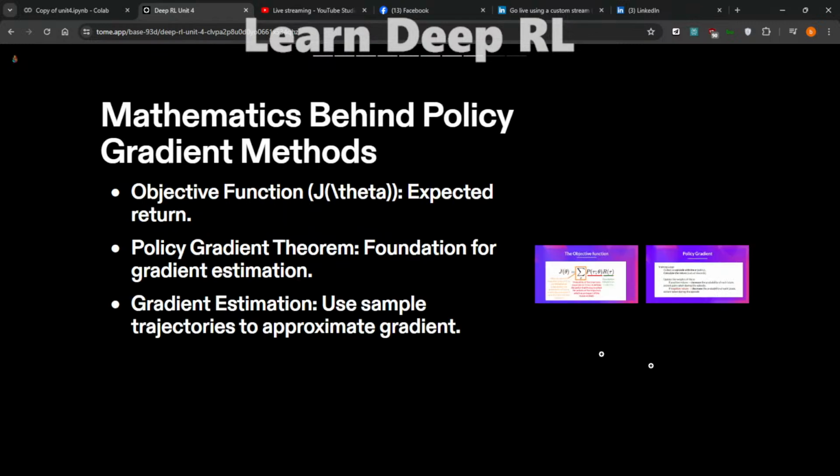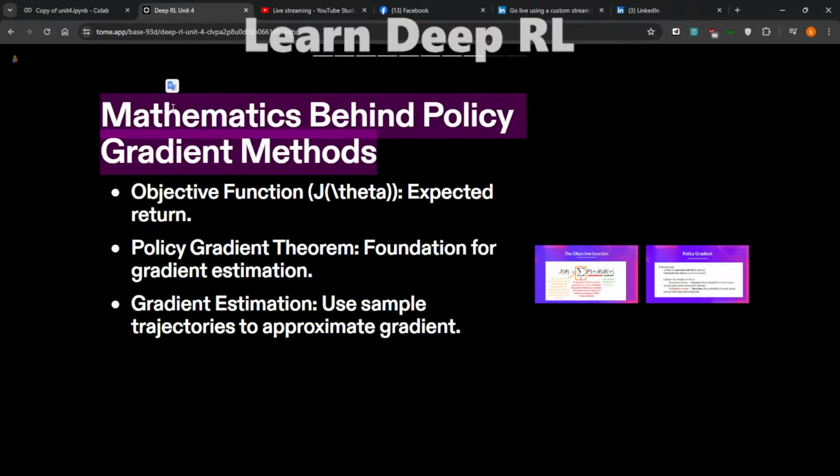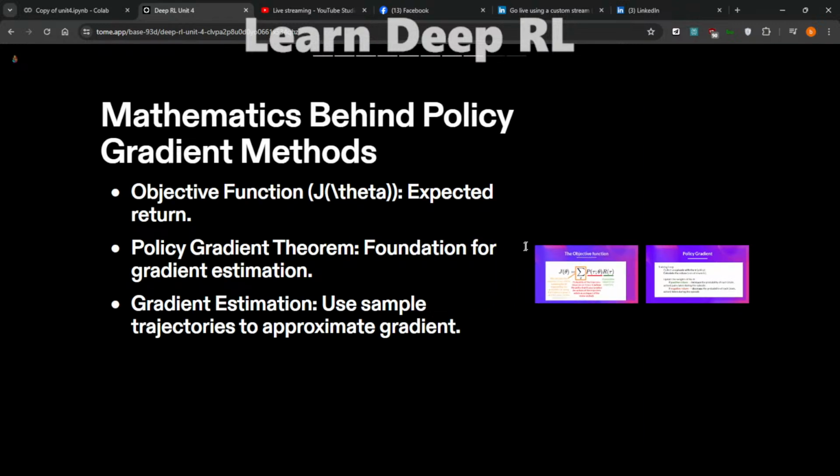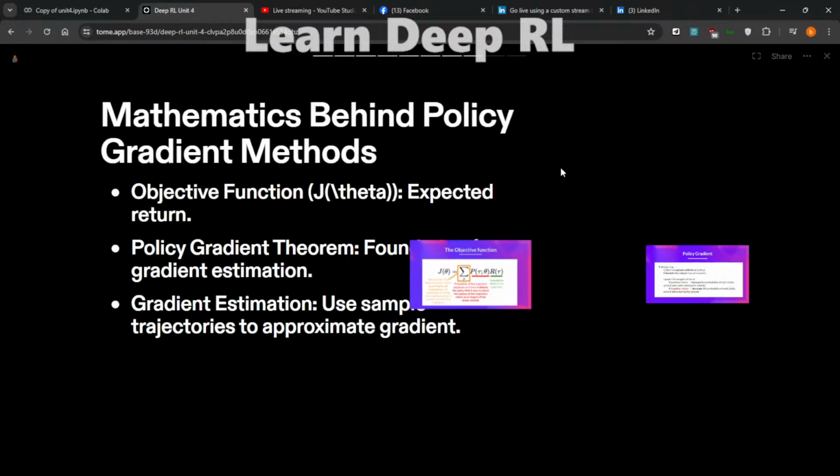Moving on. So let's look at some of the mathematics behind policy gradient methods. This is where my knowledge starts to wane thin because it gets a little complicated. So we have this idea of the objective function, which is the expected return, and it's notated as J of theta. I don't know why it's so small. Let me go get a bigger picture.